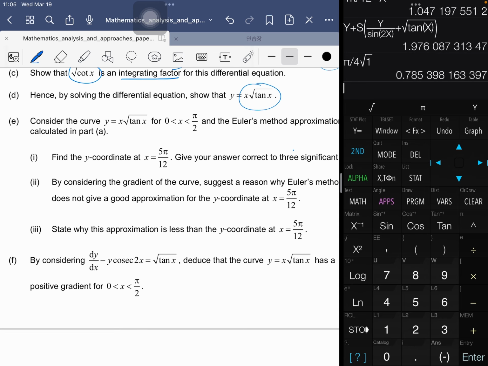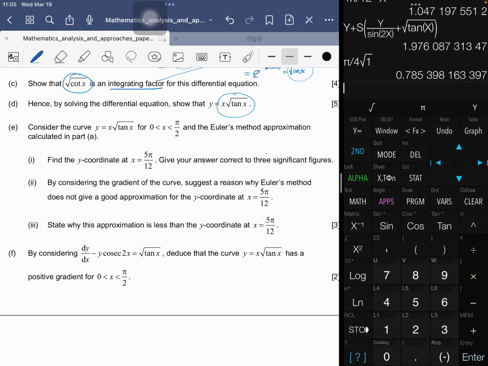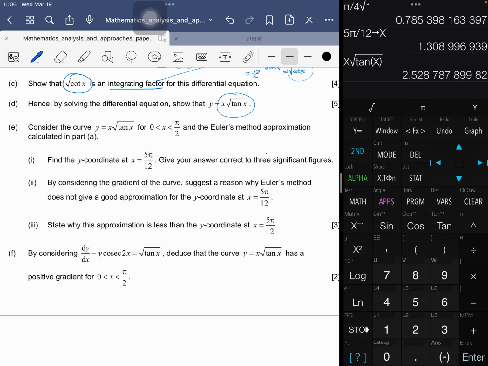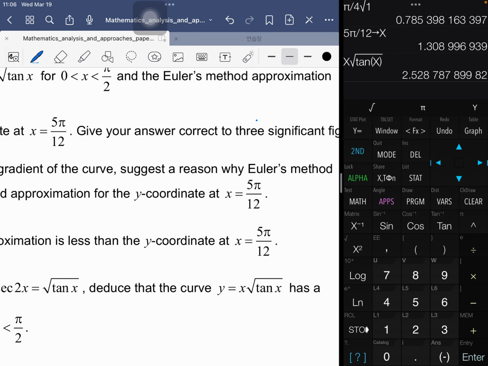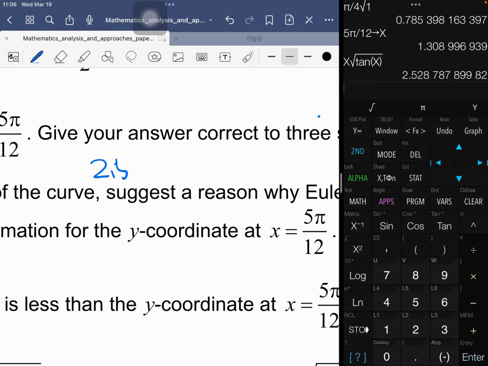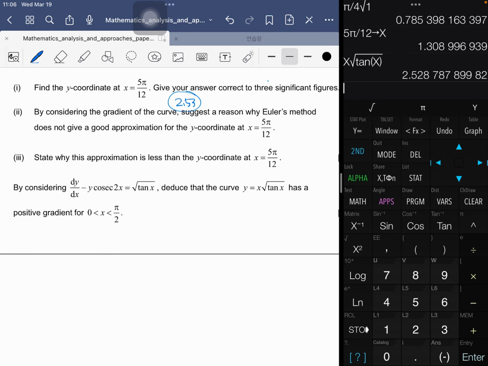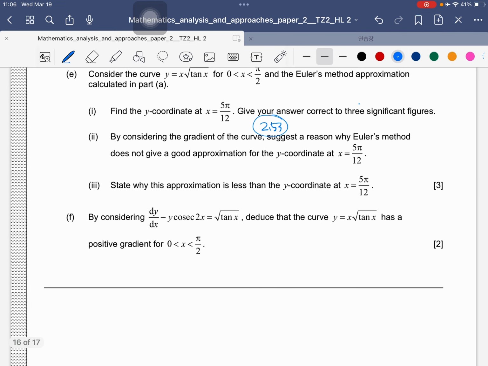Oh, when x equals 5 pi over 12, right? So, okay, let's say 5 pi divided by 12. Let's store this as the x value, and then we put in x times the square root of tangent of x. So it's going to be 2.53, to 3 figures. By considering the gradient of the curve, suggest the reason why Euler's method does not give a good approximation for the y coordinate.